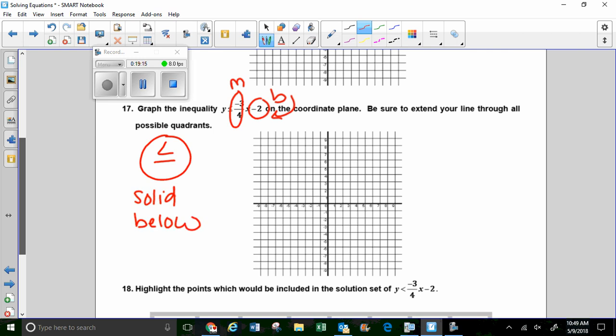So start at -2, and go down 3, right 4, down 3, right 4, then up 3, left 4, up 3, left 4, and draw that solid line. And shade below.